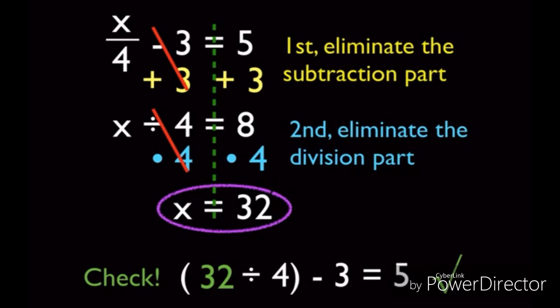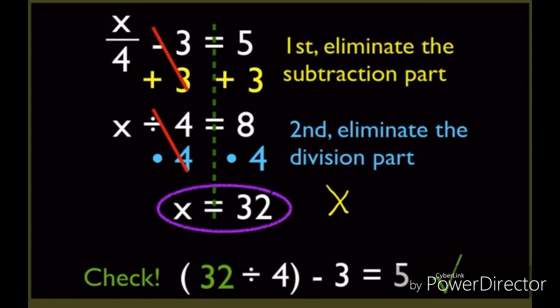Okay, again, the mistake most people make here is they would have ended up with x equals 2. And what would have happened then is down below, you would have had 2 divided by 4, which would have been 1/2, and that wouldn't have made a lot of sense.